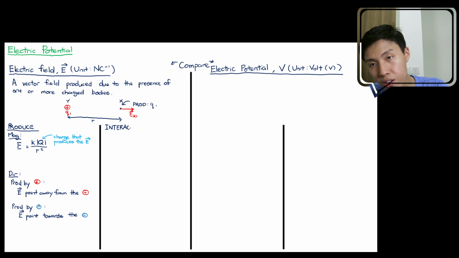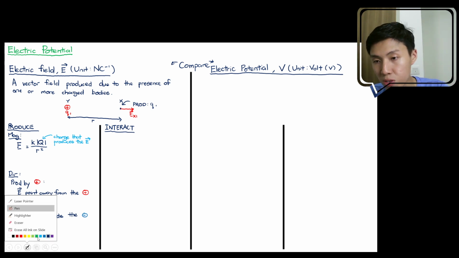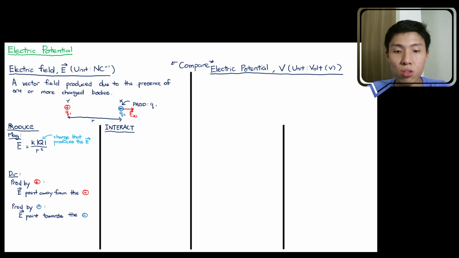So what is interact? Okay, so we know that charges produce an electric field around them. So what if there's a charge being placed at the place where there is electric field? Let's say I place a negative charge over here, and this negative charge is Q2. Because Q2 is being placed at this position, Q2 will be interacting with the electric field at this particular position. Q2 is standing over here, so it will be interacting with the electric field at this position.